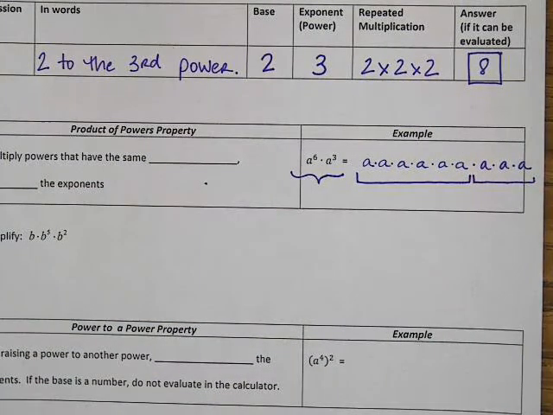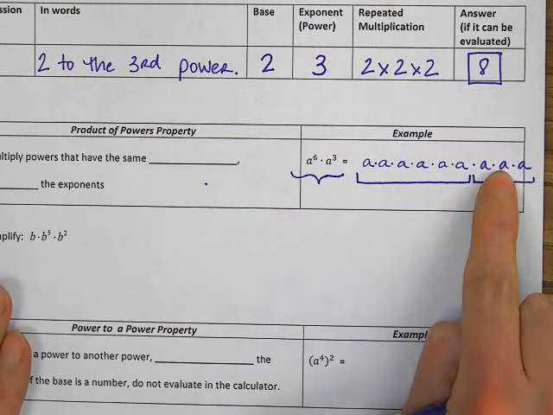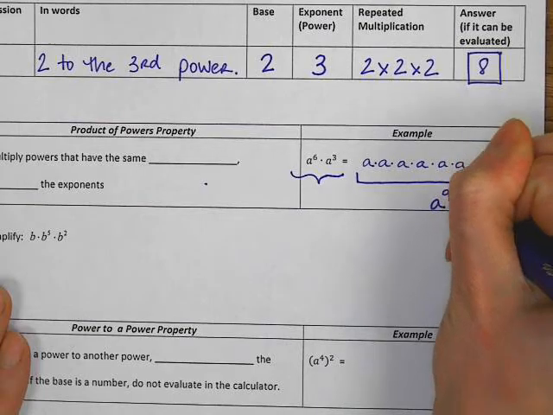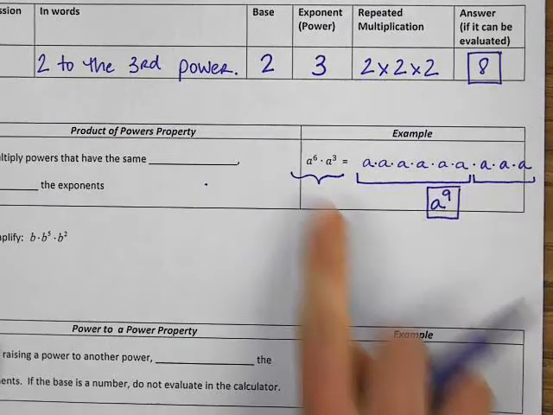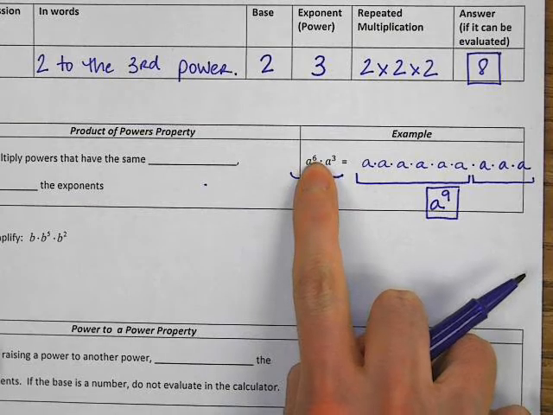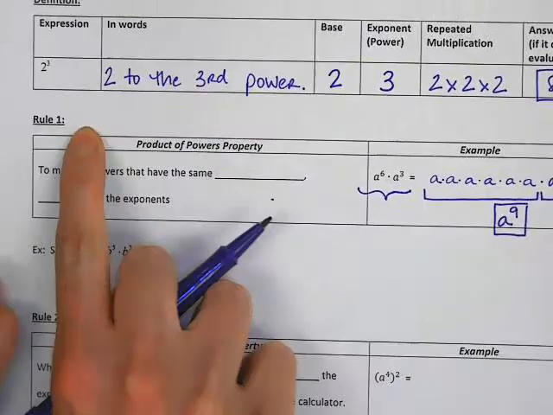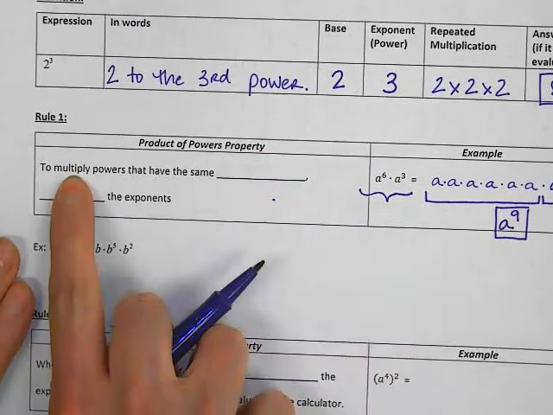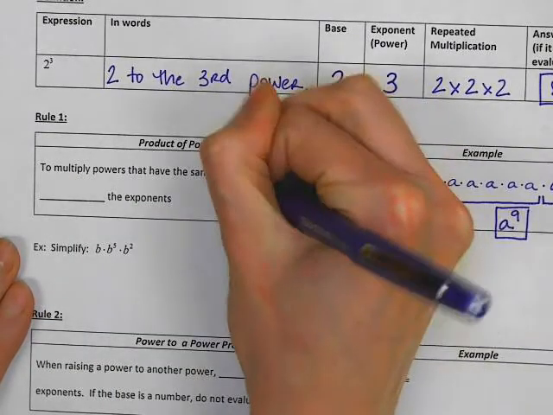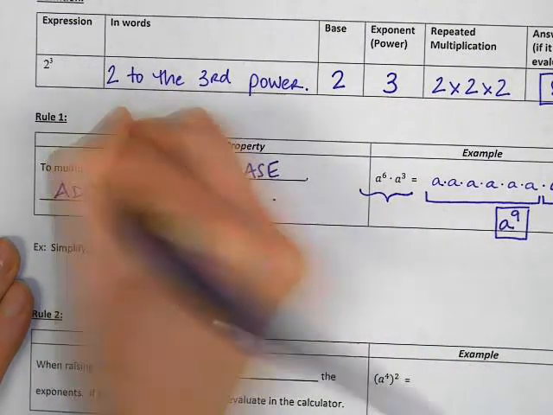How many a's do you guys see total? 1, 2, 3, 4, 5, 6 plus 1, 2, 3 is 9. So the answer is a to the 9th power. All right, so what's the rule? What's a shortcut so we don't have to do this? Well, you add 6 plus 3 to get 9. Okay, so our first rule, the product of powers rule, says to multiply powers that have the same base, you add the exponents.